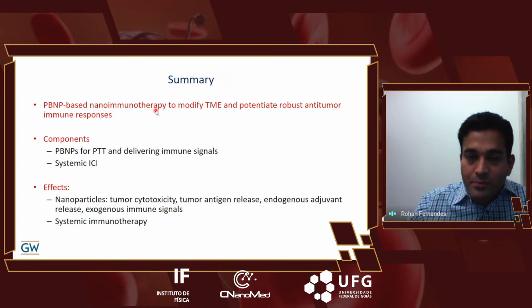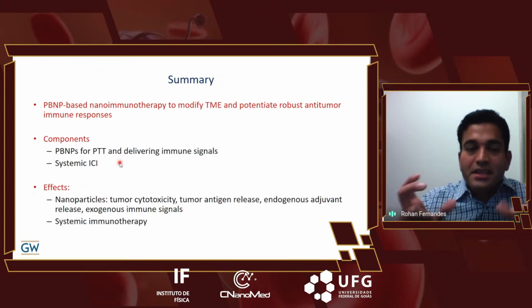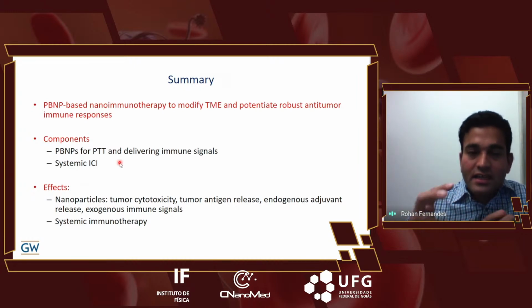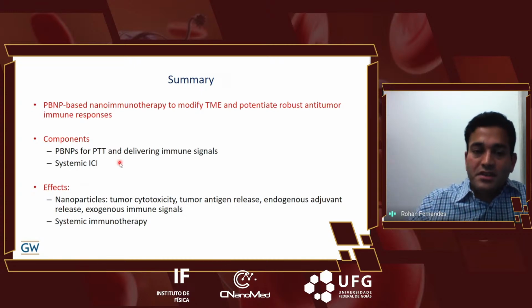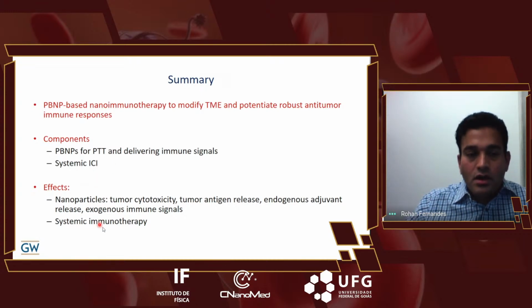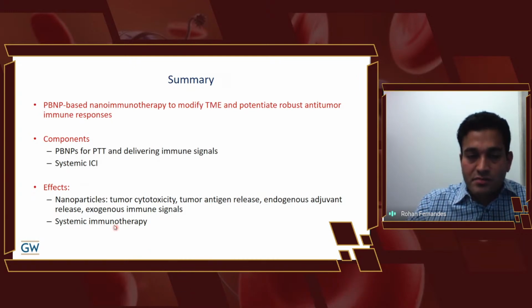So to just give you a summary, PBNP light-based nanoimmunotherapy, I presented how we can use them to modify the tumor microenvironment and potentiate a robust anti-tumor immune response. So what are the pieces? They are basically the Prussian blue nanoparticles for PTT that co-deliver immune signals in the tumor microenvironment, combined with systemic immune checkpoint inhibitors.